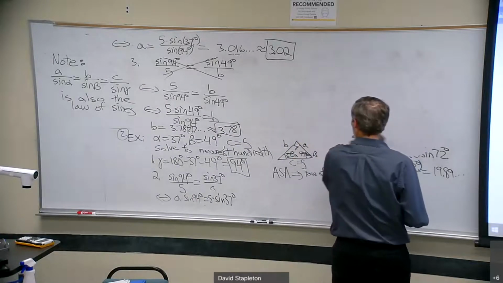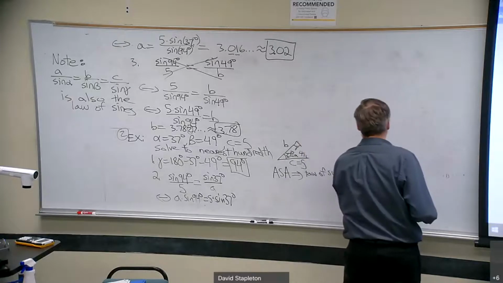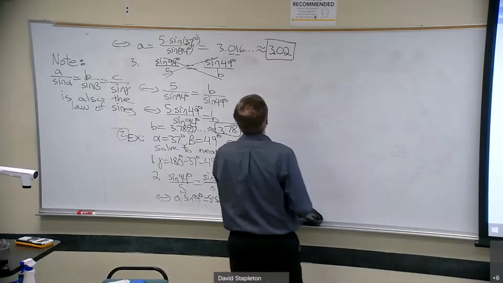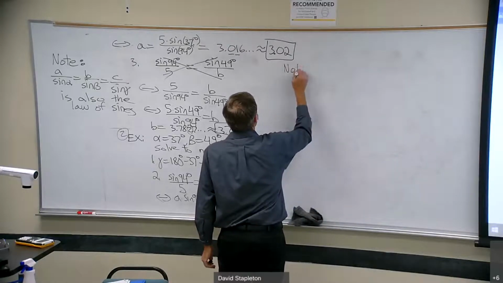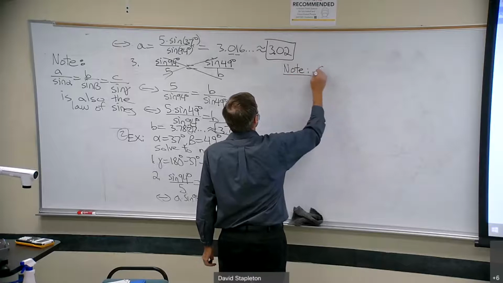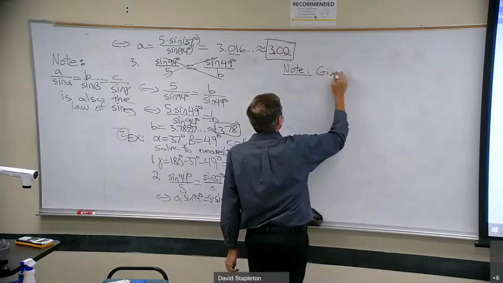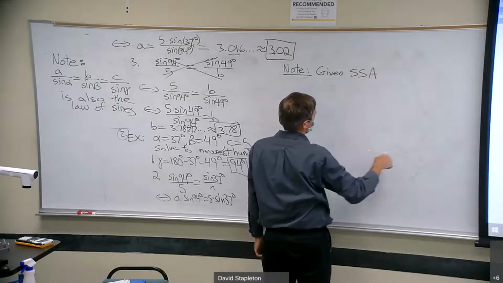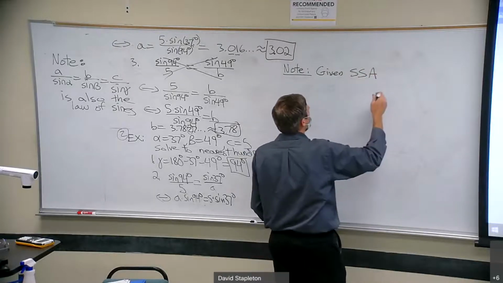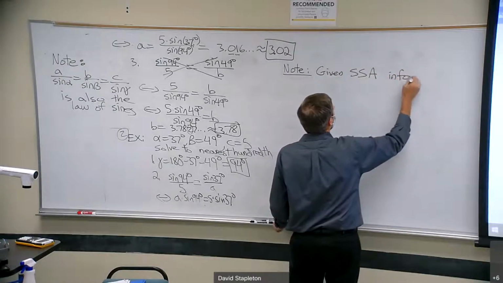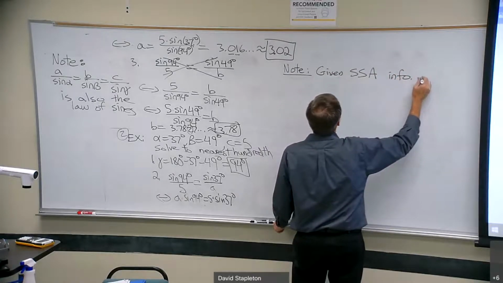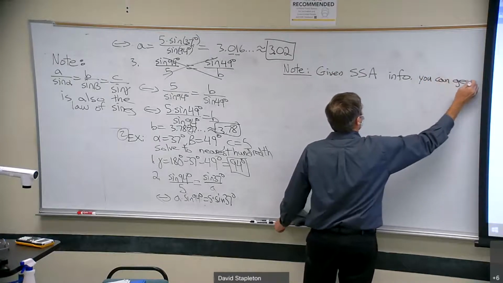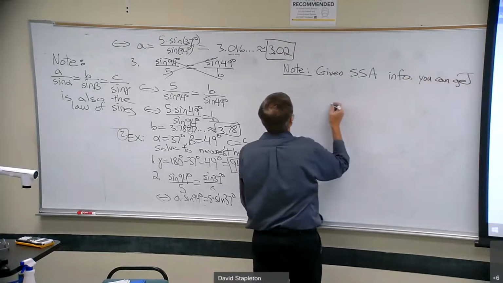Now comes the difficult case, the side side angle case. The topic for today. We'll say note, given side length followed by side length followed by angle as you rotate around the triangle in either direction, you can get actually any one of 3 cases.